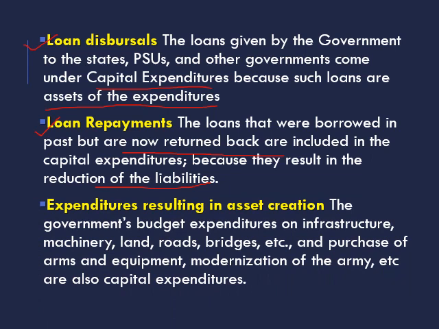Expenditure resulting in asset creation. The government budgets expenditures on infrastructure, machinery, land, roads, bridges. This will create assets for us. Modernization of equipment, modernization of the army, that's considered to be asset creation for the government, for the nation. It's called capital expenditure.